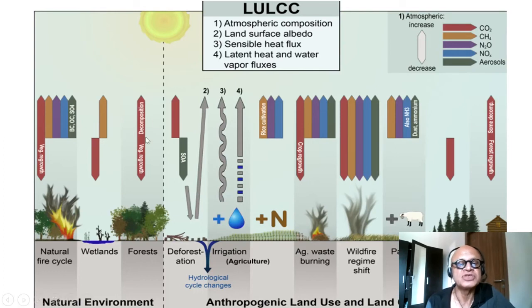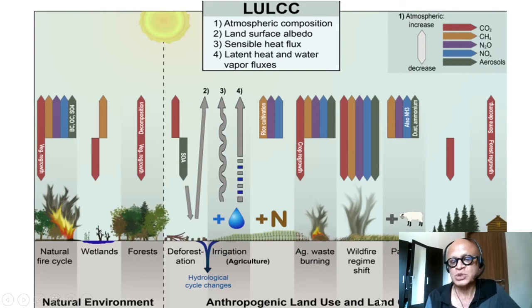So there is decomposition, putting out fluxes, and vegetation regrowth, which is taking up carbon, and you have, of course, all the other processes like hydrological cycle changes, deforestation, irrigation, the nitrogen cycle, which interacts with fertilizers and so on and with the carbon cycle, agriculture in terms of waste burning, food production, and wildfire regime.